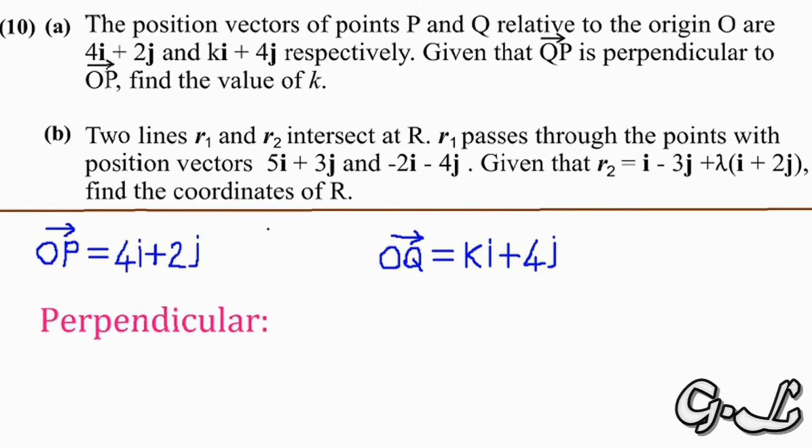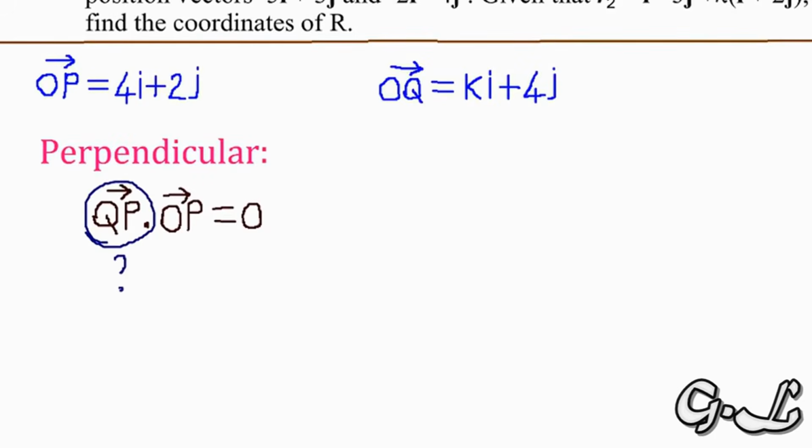In such a case, they have mentioned that vector QP and vector OP are perpendicular to each other. So if these two vectors are perpendicular, it means that the dot product is equal to 0. Vector QP times vector OP, when you consider the product of these, should give you 0, simply because they have mentioned that these are perpendicular. Now, do we have the vector QP? We don't have the vector QP, meaning that we are supposed to find it.